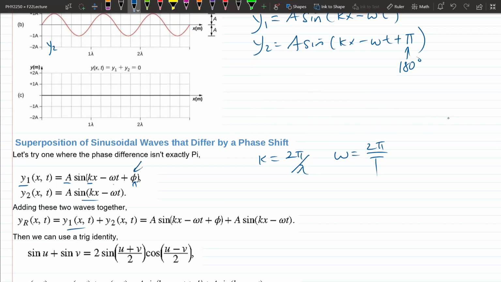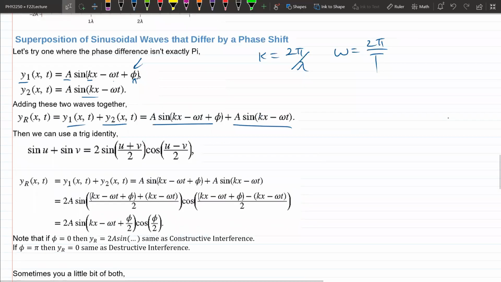When you add these two waves together, in other words, superimposing them, you end up with this complicated trig function that has a sine of some stuff with the phase shift, and a sine of the same stuff without that phase shift. You cannot just add these two things together, right? Because sine of 80 plus sine of 50 is not the sine of 130, right? You can't just add those two numbers together, right? So what we need to do is a little bit of trig identity.